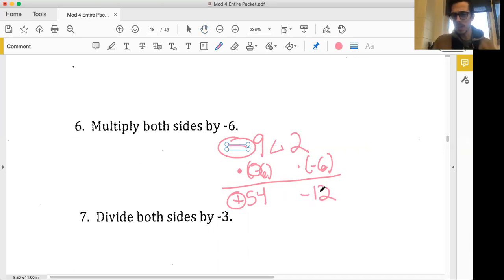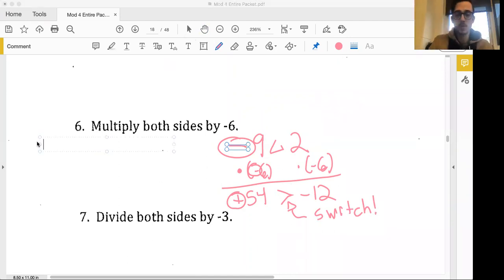So what do you think about this statement? Which side is greater? Left side's positive, right side's negative. So this means that our sign has to switch. So please take note of this. This was a switch. In particular, and the reasoning why, we're multiplying by a negative number. So when multiplying or dividing by a negative number, switch the sign. Huge, such a big deal.